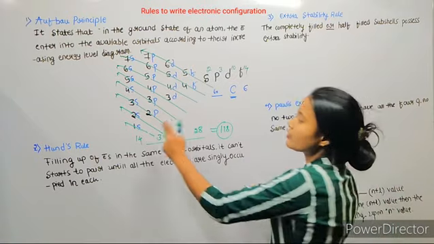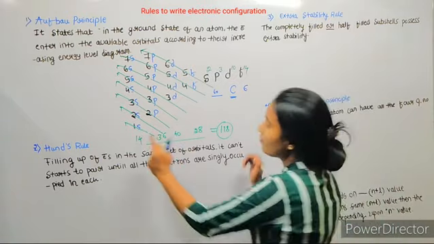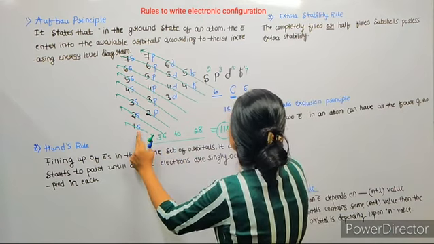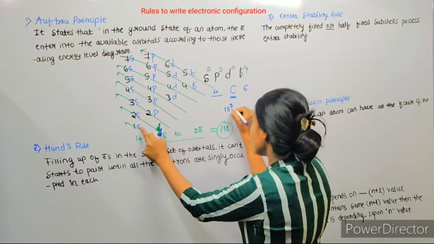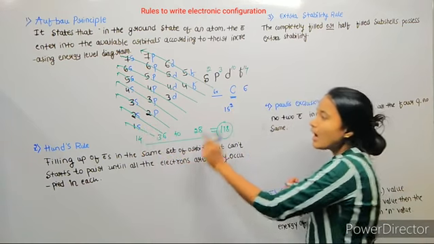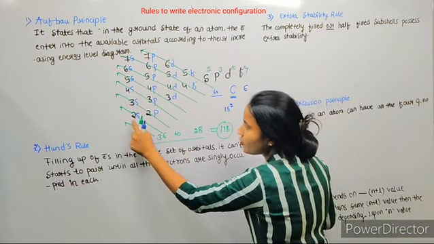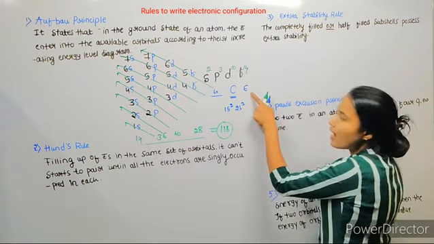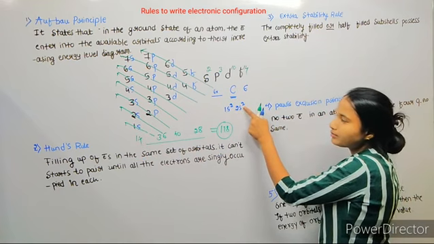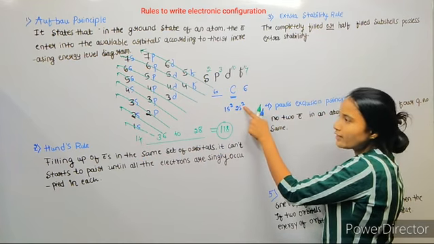Then the electronic configuration according to this energy level diagram: here 1s, you can write 1s. What is the maximum number of electrons in the s orbital? Yes, you can write 1s2. After this, the arrow goes to 2s, so 2s2. Now the atomic number is 6, but here we got only 4 electrons.